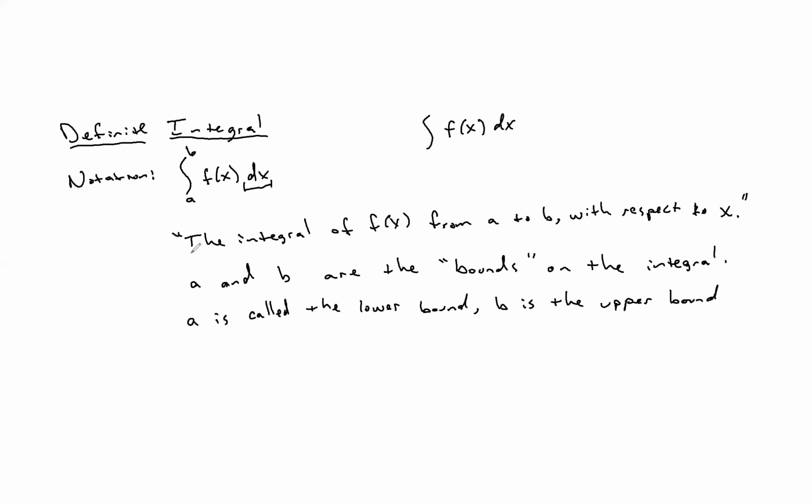A and b, like I said, are just numbers. We call those the bounds on the integral, where a we refer to sometimes as the lower bound, and b we refer to as the upper bound.